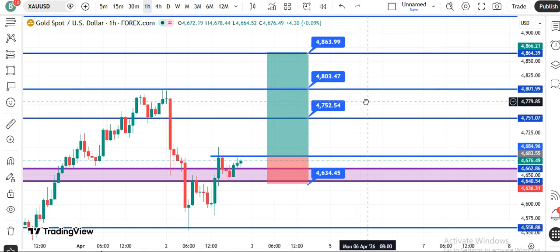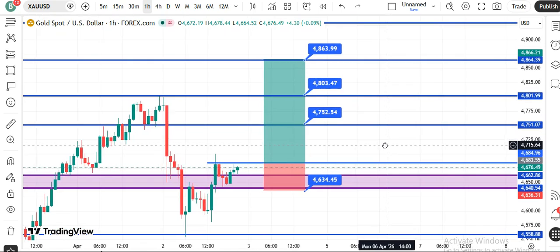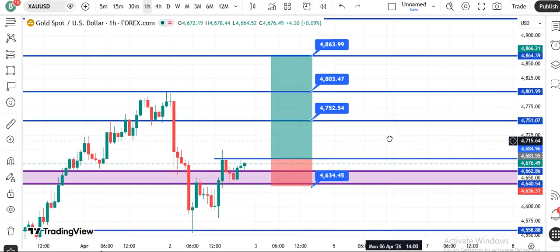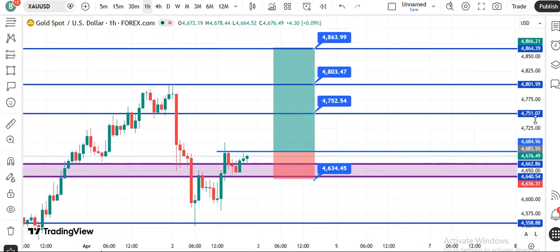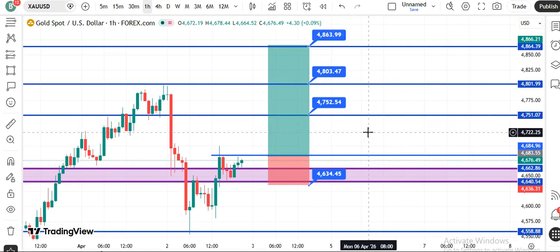So 1:3, and that's even almost 1:4. And then we are having 3 TPs. That's massive, right?